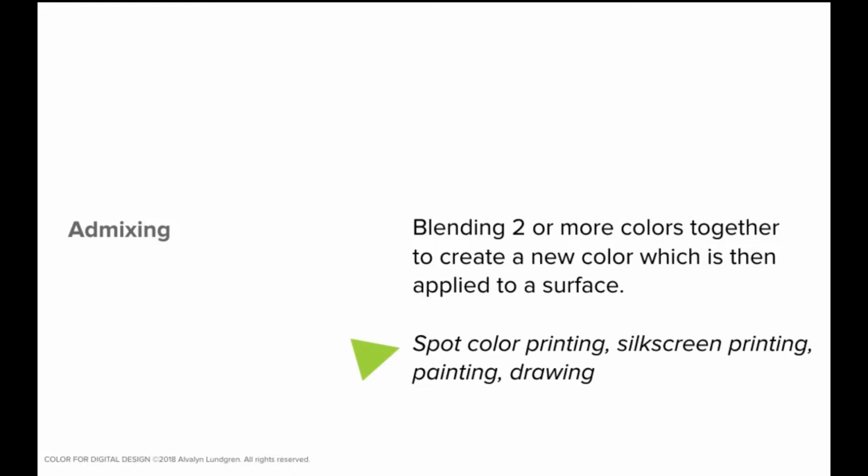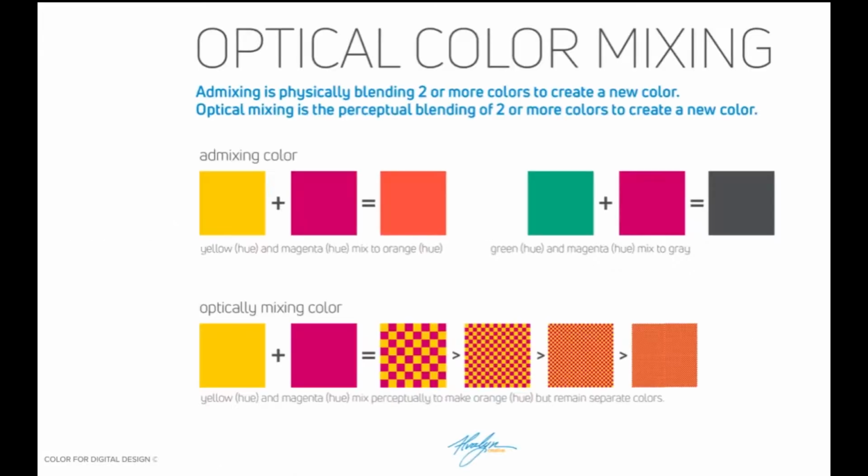Admixing is the blending of two or more colors to create a new color, and then you apply them to the surface. Drawing, painting, silk screening, letterpress printing, these are all forms of admixing color. And again, in this diagram, we see that the blend of yellow plus red or magenta is going to yield orange. Green and magenta or red is going to create a gray. Optically mixing color is blending dots, small areas of color, and creating distance, either by reducing the scale of the dots, adding more dots per square inch, or by stepping back from the image.